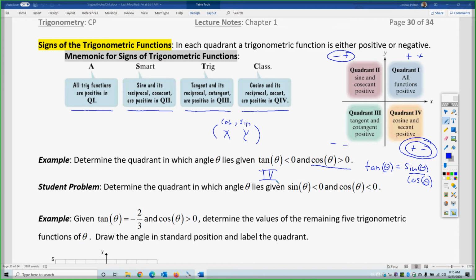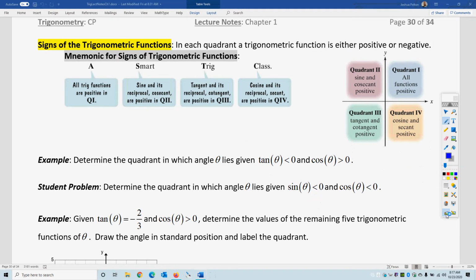Okay, so the next one, I want sine negative and cosine negative. So pause the video, think for yourself, and answer the question. Okay, so for both being negative, that is the third quadrant, because both cosine and sine are negative. Okay, so I know that information.